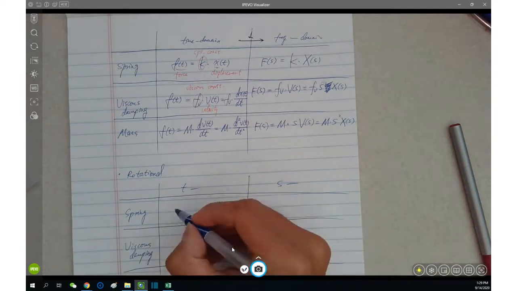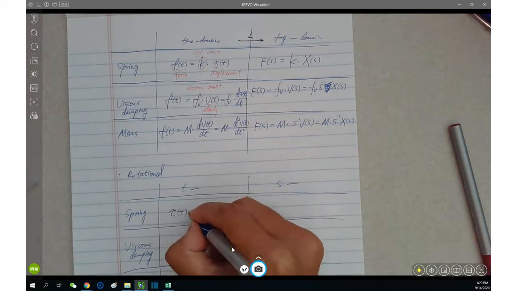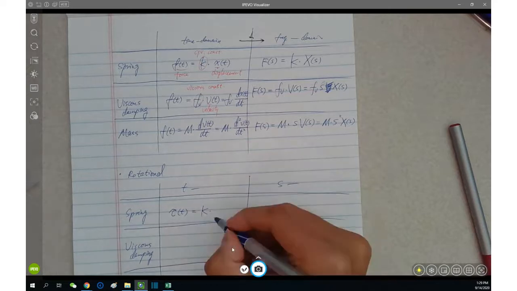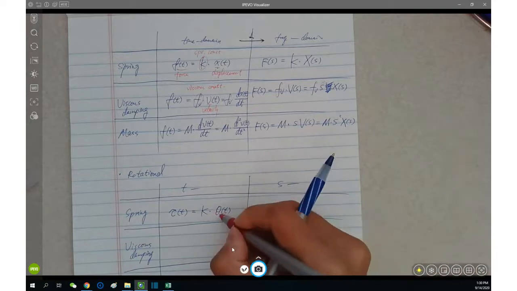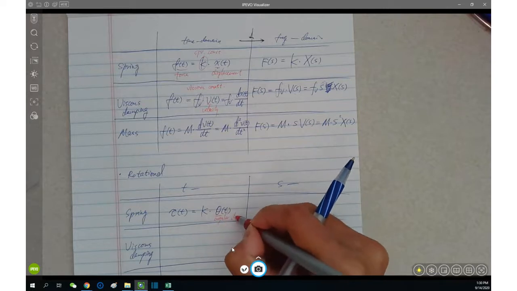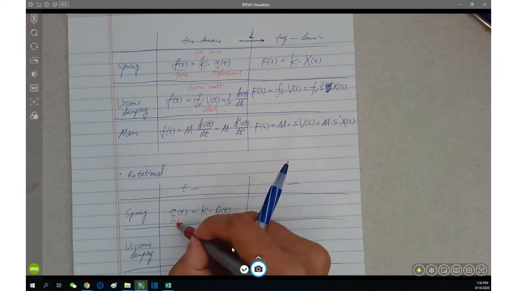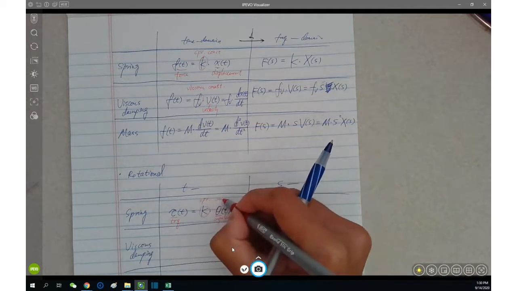The torque, lowercase tau, is constant k times angular displacement theta of t. Angular displacement. Okay, this is torque. And this is the spring rotational constant.